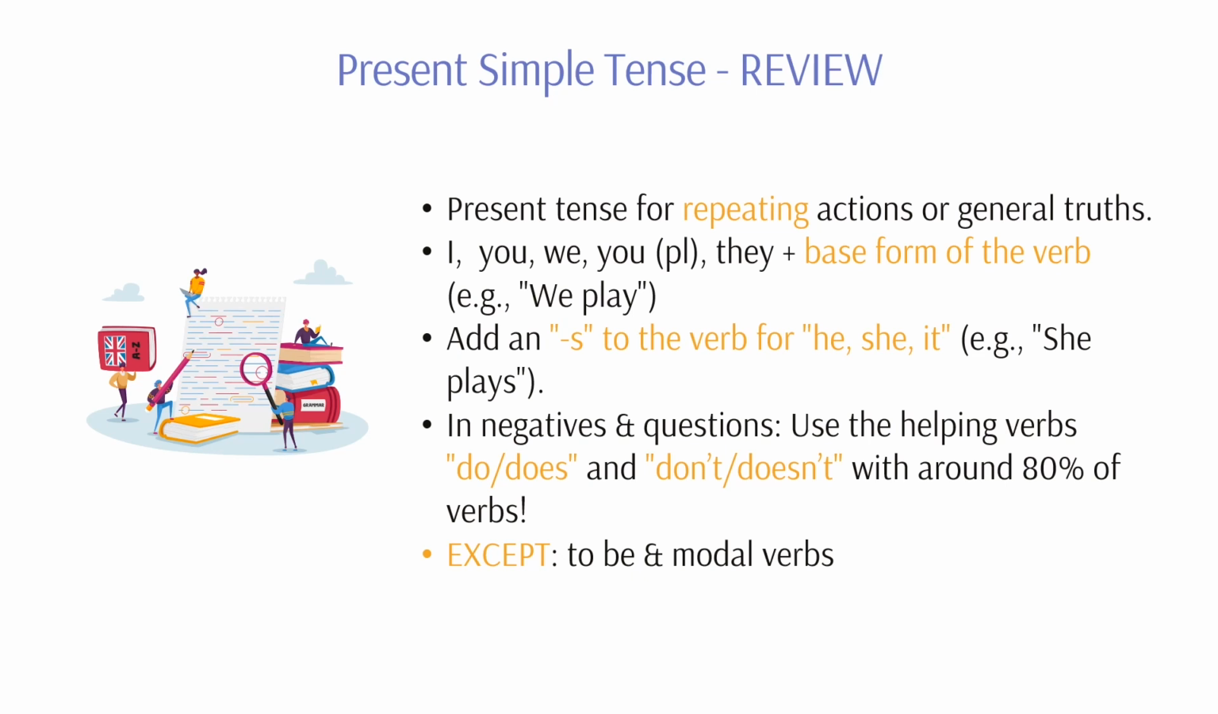We play. Add an S to the verb for he, she, it. He, she, it. Es geht mit. She plays. In negatives and questions, in Verneinungen und Fragen, we use the helping verbs do and does, don't or doesn't, with around 80% of verbs. Wir benutzen in Verneinungen und Fragen ein Hilfsverb, do oder does, don't oder doesn't, mit ungefähr 80% der Verben. Except, außer, to be and modal verbs, sein und die Modalverben. These are strong verbs and they don't need any help.